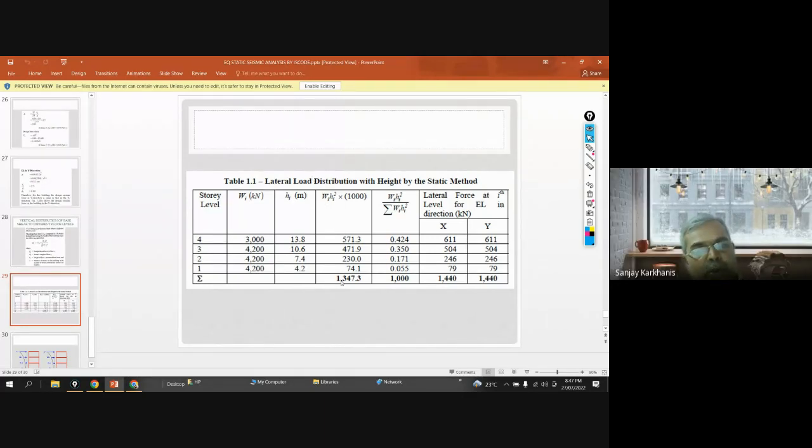Now you can find out the summation: 571, 471, 230, 74. Put it over here, because here we are saying the sum of this. Clear?